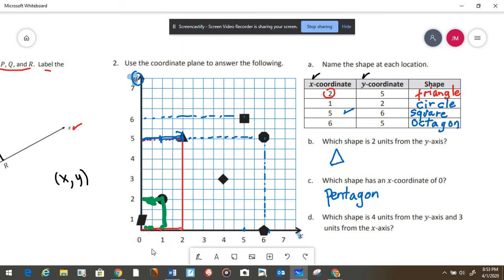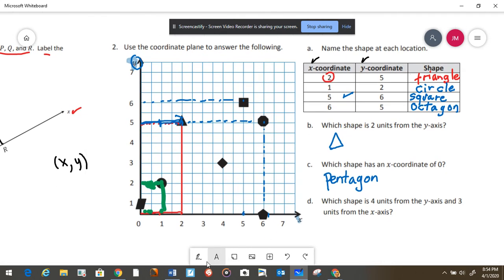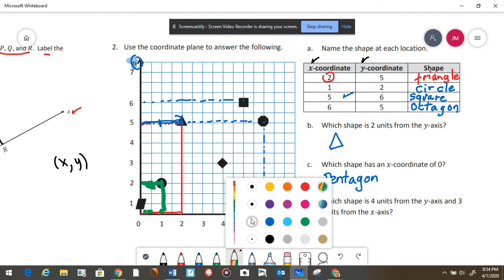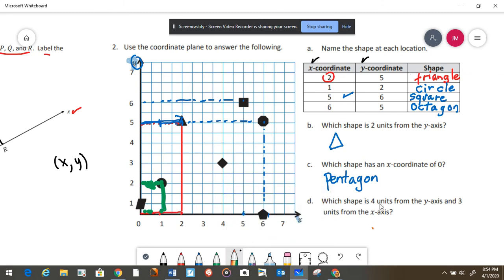Okay. Let's look at our last question. It says, which shape is 4 units from the y-axis and 3 units from the x-axis? Okay, I'm going to use a different color for this one. Okay, so which shape is 4 units from the y-axis? So here's the y-axis, and I have to go from it 4 units. So if I go 1, 2, 3, 4, that will be 4 units all the way from there to this area right here, right?